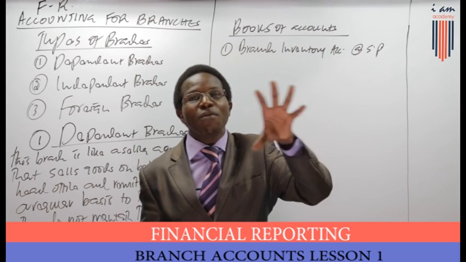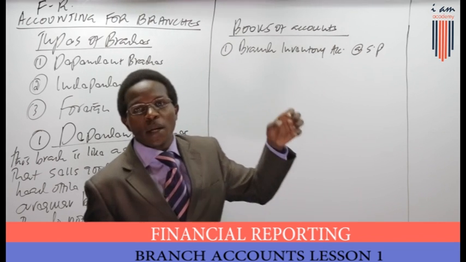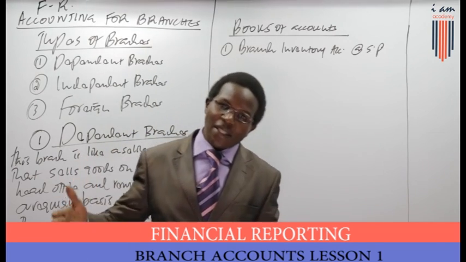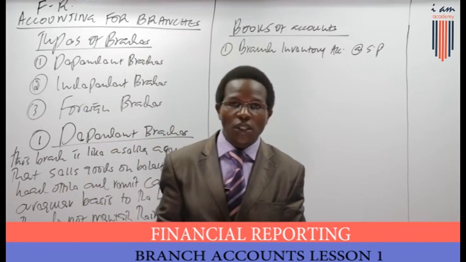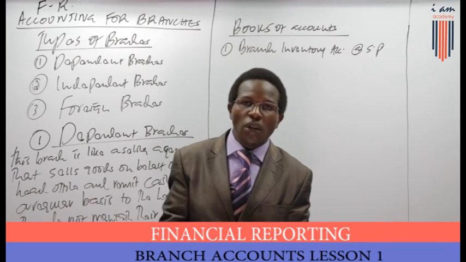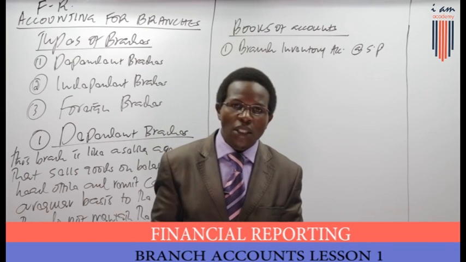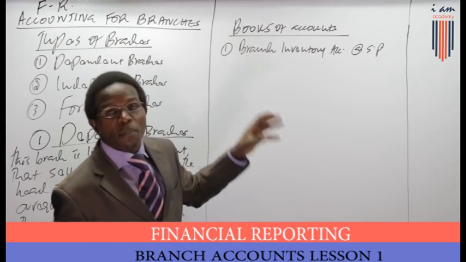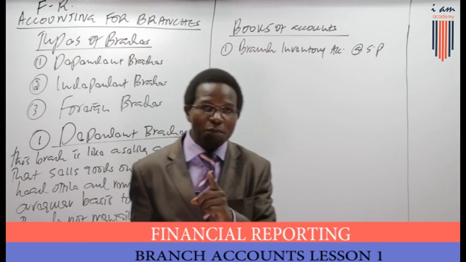Any increase in the value of stock will be debited in the branch stock account. And any decrease, maybe we have sold some goods, some goods have been stolen, some goods have been damaged, some goods have been returned back to the head office, they will be credited in the branch inventory account, but at selling price.